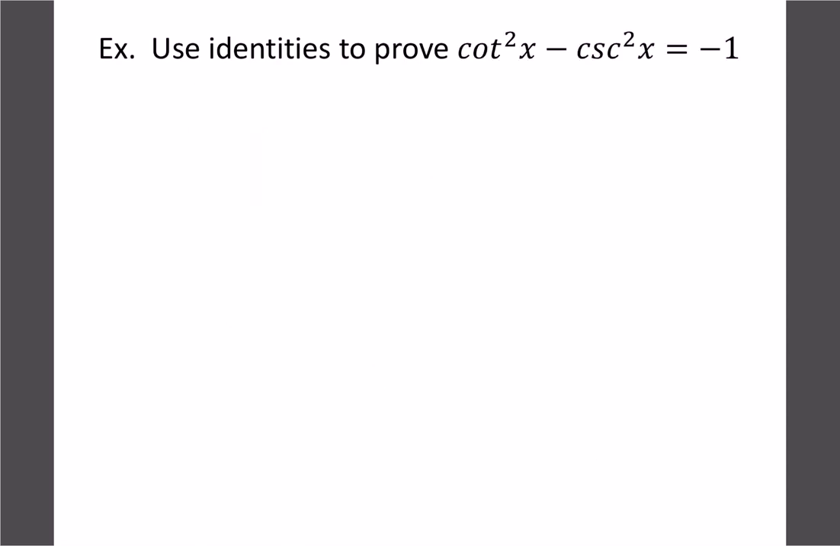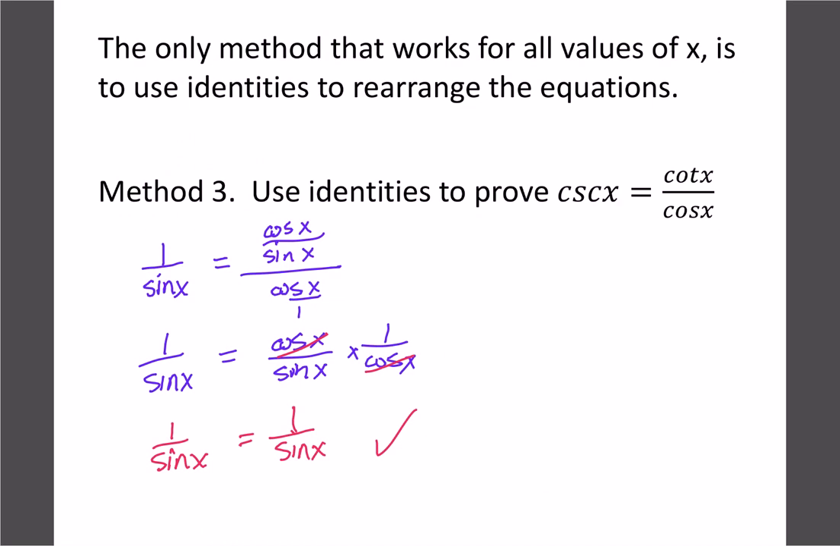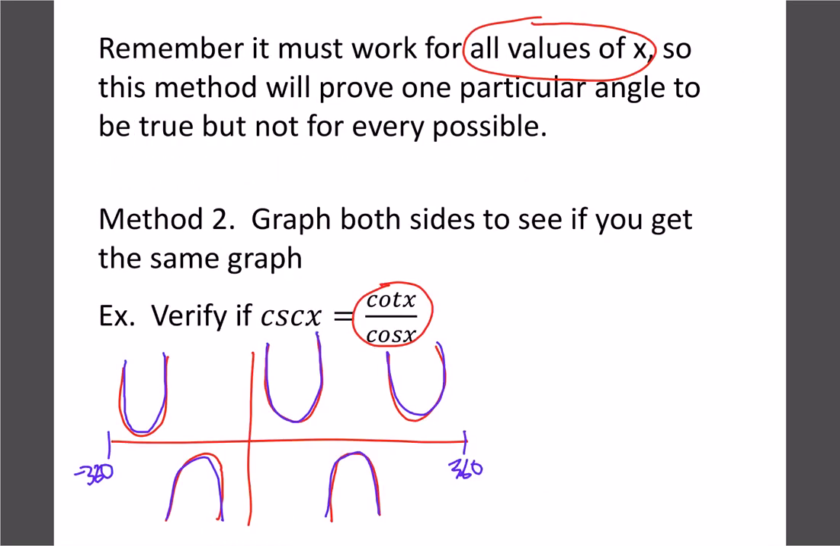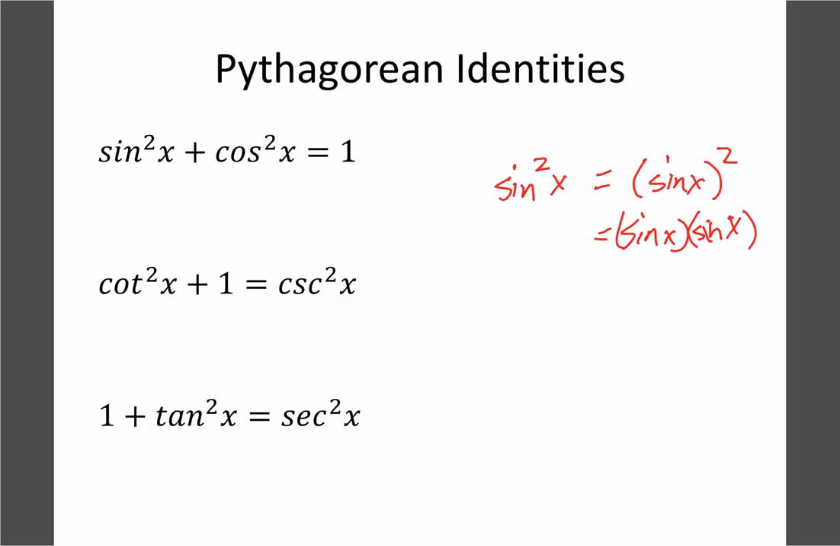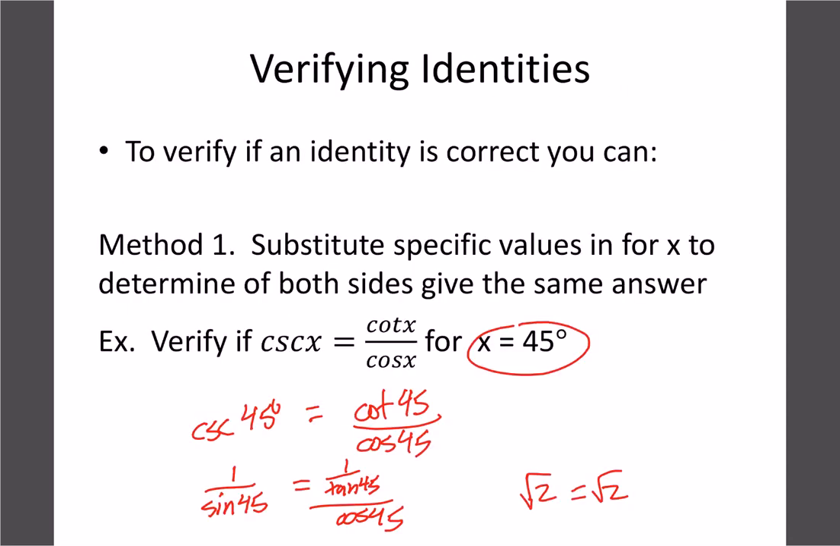So let's try one more. We got cotan squared minus cosecant squared equals negative 1. Quite often, anytime you see squareds and equal to 1, things like that, that's likely going to be one of the Pythagorean identities. So we want cotan, cosecant. Let's go back to our list to see which one was which. And all of these are on your formula sheet. So we got cotan squared plus 1 equals cosecant squared. So that's likely going to be the one we want.